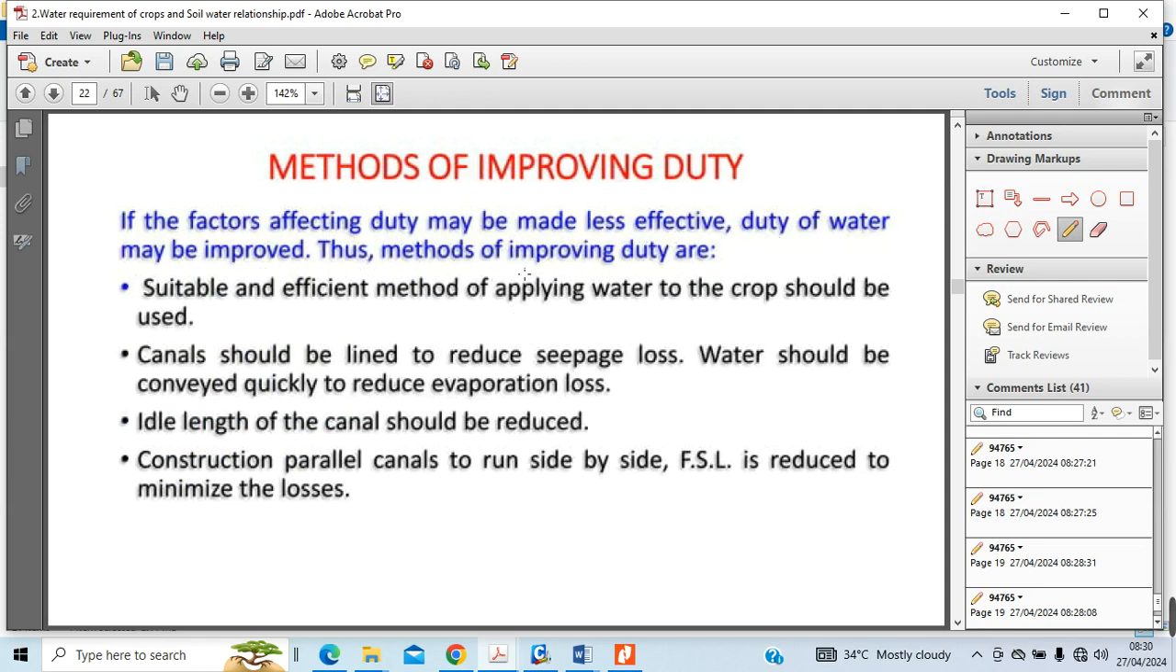Thus, the methods of improving duty are: a suitable and efficient method of applying water to the crop should be used. The canal should be lined to reduce seepage loss. Water should be conveyed quickly to reduce evaporation loss. Idle length of the canal should be reduced. Construct parallel canals to run side by side at FSL. FSL means full supply level of water in the dam. The canal length is reduced to minimize the loss.